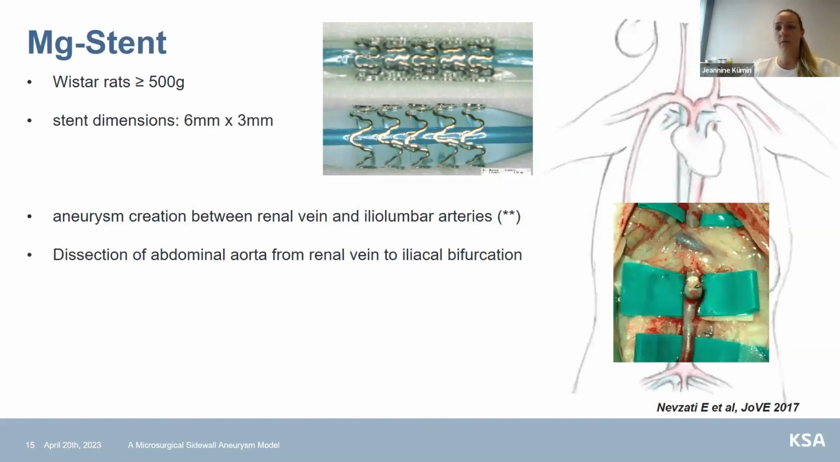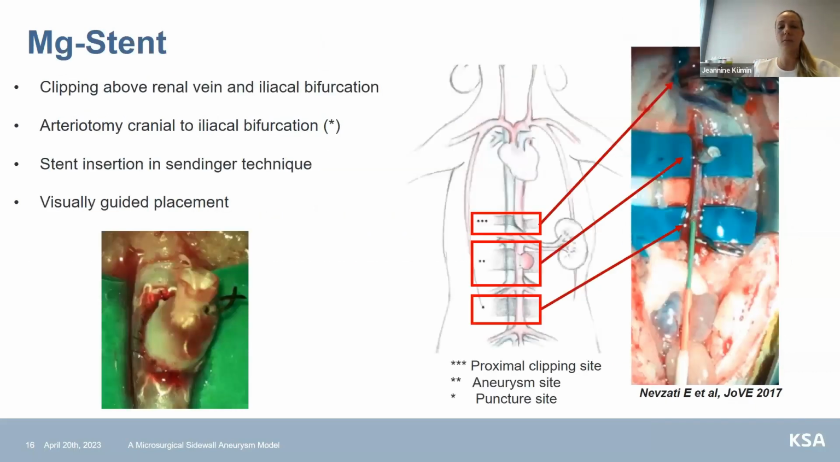But since we have to insert the stent with its guide wire and all the stuff around, we needed a much longer dissection. So we dissected the abdominal aorta from the renal vein all the way down to the iliac bifurcation. Then we placed 2 clips, one in the very distal segment right above the iliac bifurcation, and the other one at the very top of the surgery field, right above the renal vein.